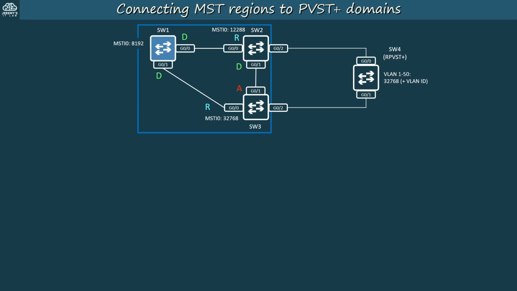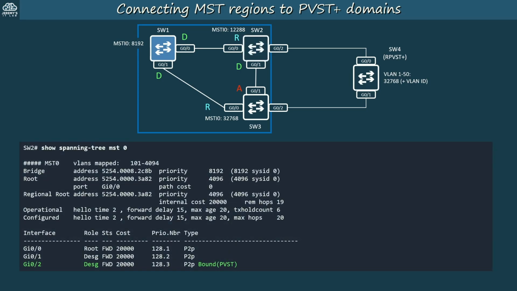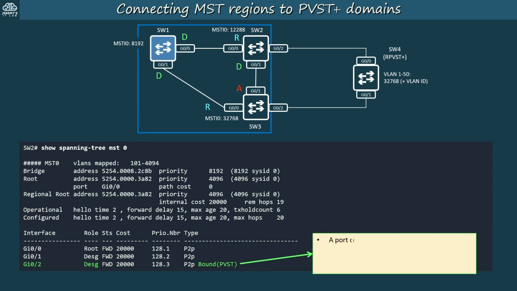Before we dig into any details, let's see the status of the LAN after connecting switch 4. Here's show spanning-tree mst 0 on switch 2. Take a look at its G0/2 port. A port connected to a non-MSTP switch is always considered a boundary port, as indicated by BOUND here. In the previous lecture video, when we looked at connecting different MST regions together, I defined a boundary port as a port connected to a link in a different region. And a link is in the region of the link's designated bridge, which is switch 2 in this case. So using that definition, G0/2 wouldn't be a boundary port.